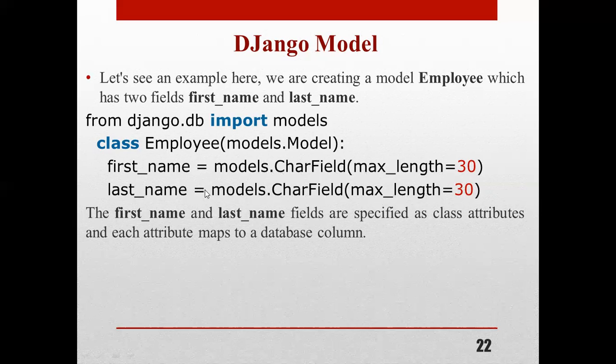So the first name and last name fields are specified as class attributes of the Employee class. And each attribute maps to a database column. These are the columns in the database.